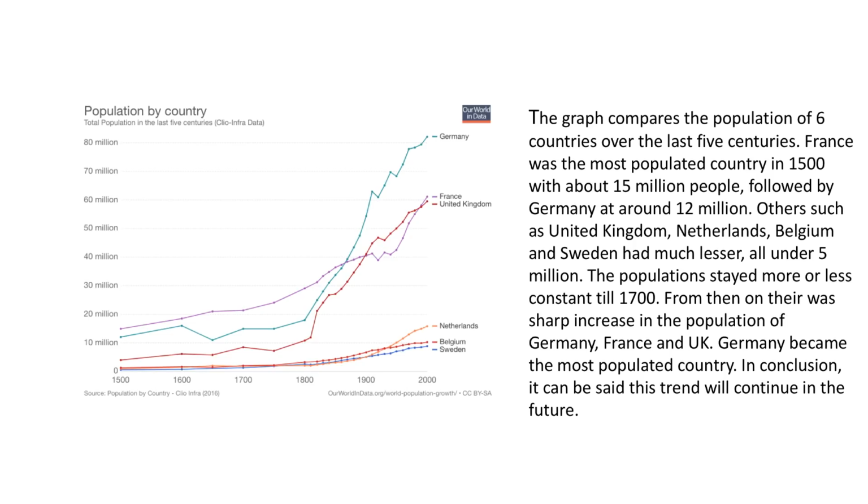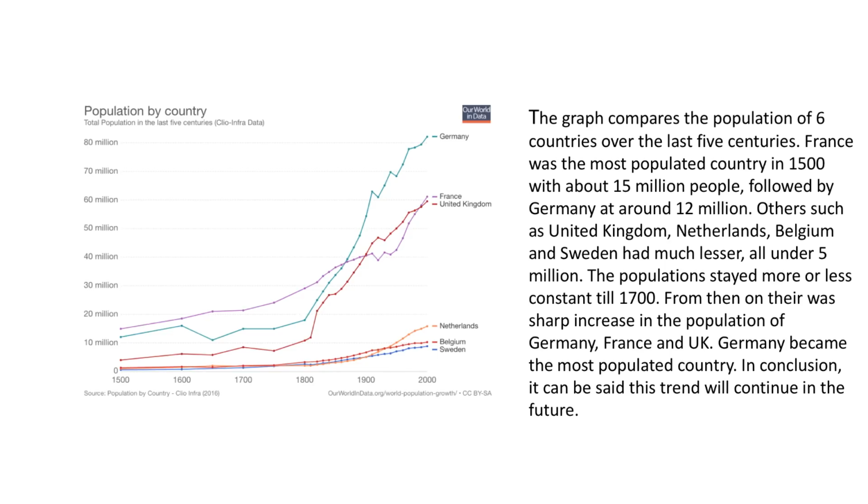So we just say that the population stayed more or less constant till 1700. From then on there was sharp increase in the population of Germany, France and UK. And the key point is Germany, it ends up becoming the most populated country. So that was an important point. So I said Germany became the most populated country.